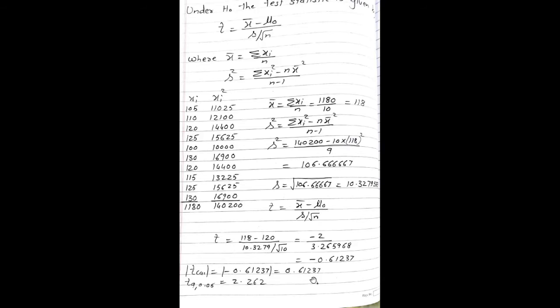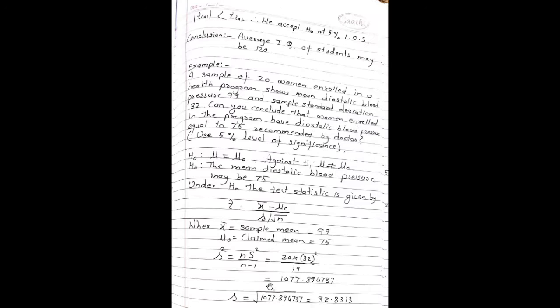Then we will compare this value with the table value for 9 degrees of freedom and 5% level of significance. The table value is 2.262. So we can say that mod t calculated is less than t tabulated. Therefore, we accept H naught at 5% level of significance. Conclusion can be written as average IQ of students may be 120.